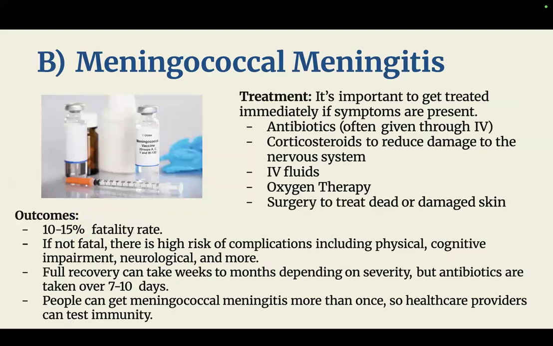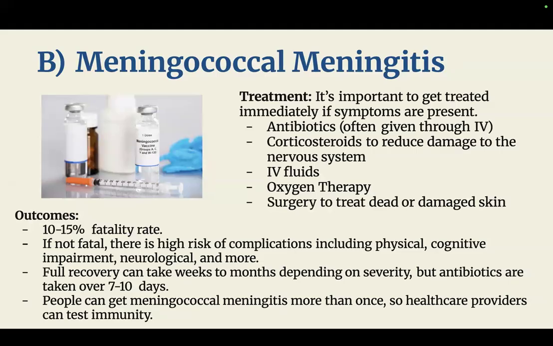It's important to seek help immediately if signs of meningococcal meningitis are present. Antibiotics will be prescribed, often through IV. Corticosteroids can be used to reduce damage to the nervous system, along with IV fluids, oxygen therapy, and surgeries to treat dead or damaged skin. Meningococcal meningitis has a 10 to 15% fatality rate, and if it does not kill the patient, they are often left with long-term complications, not limited to physical, cognitive, and neurological damage.